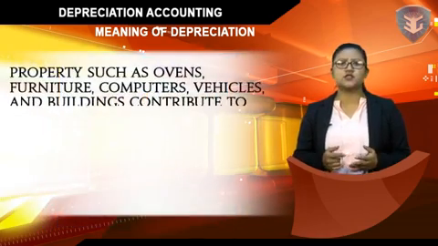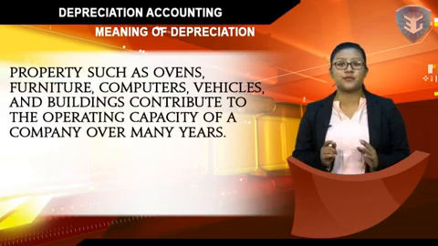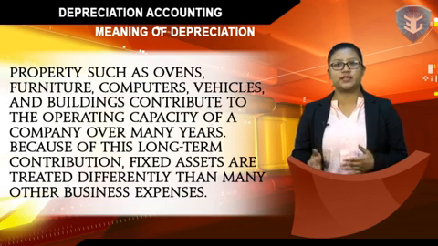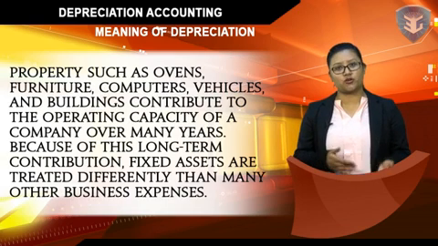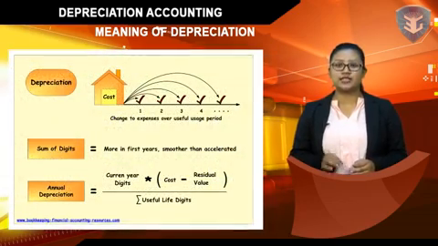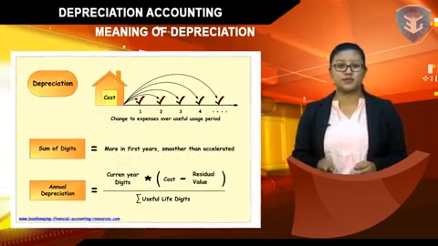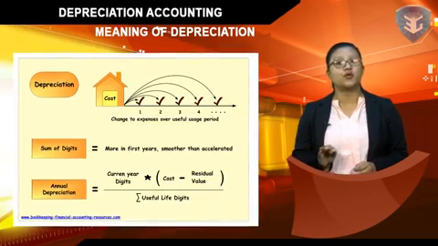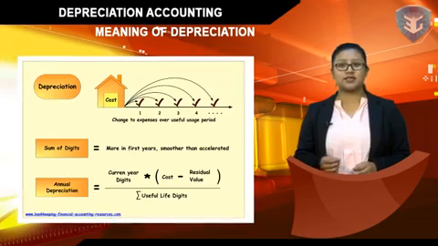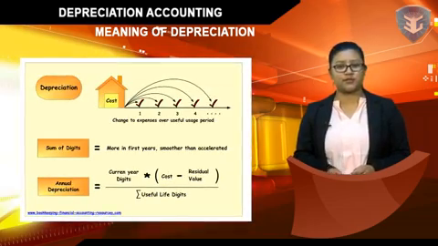Property such as ovens, furniture, computers, vehicles, and buildings contribute to the operating capacity of a company over many years. Because of this long-term contribution, fixed assets are treated differently than many other business expenses. The purchase price of these fixed assets is typically expensed over a period of years rather than in the year the purchase was made. This business expense is known as depreciation.